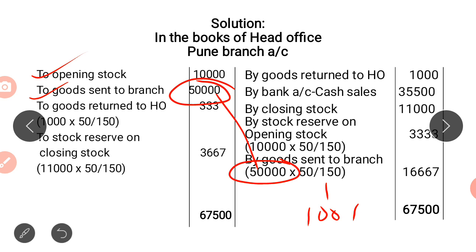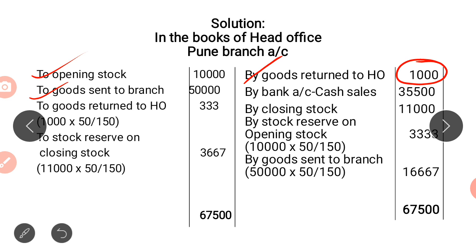Now we have to see the credit side, that is the closing stock or any returns of goods. So we have by goods returned to head office of rupees 1,000. The same thing has to be recorded on the debit side. We have recorded by goods returned to head office on the credit. The invoice entry will be recorded on the debit side as to goods returned to head office. The amount is the same 1,000. 1,000 into 50 by 150. So you will get 333.